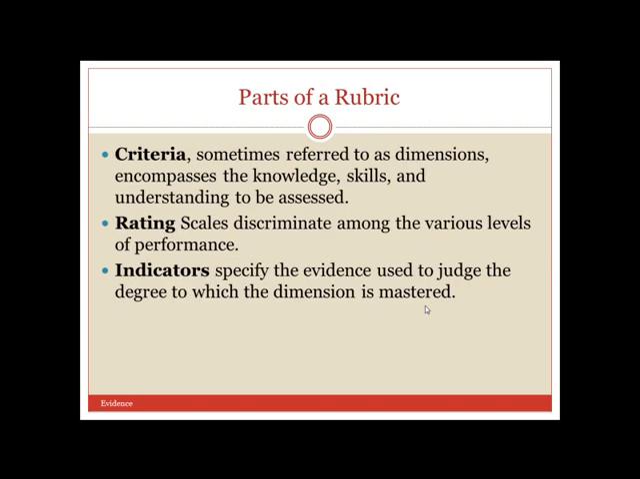Let's look more closely at the parts of a rubric. The criteria, sometimes referred to as dimensions, encompass the knowledge, skills, and understanding to be assessed. The ratings are the scales that are used to discriminate among the various levels of performance. And the indicators specify the evidence used to judge the degree to which the dimension is mastered.